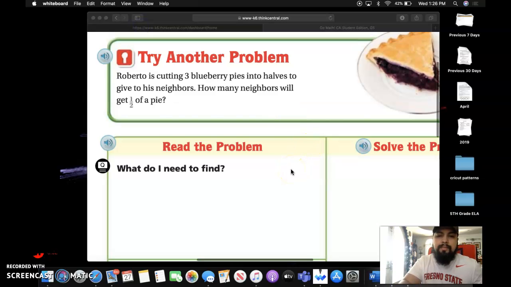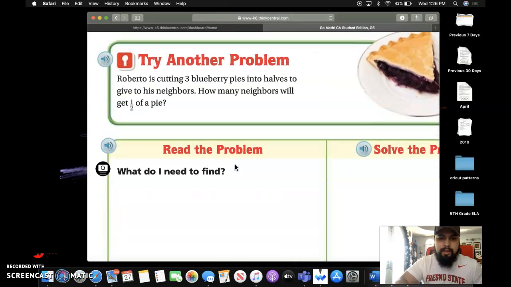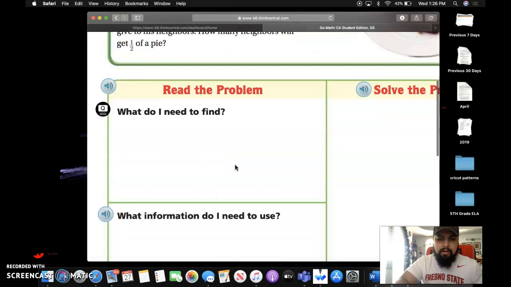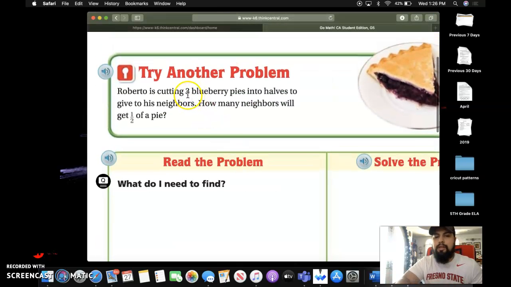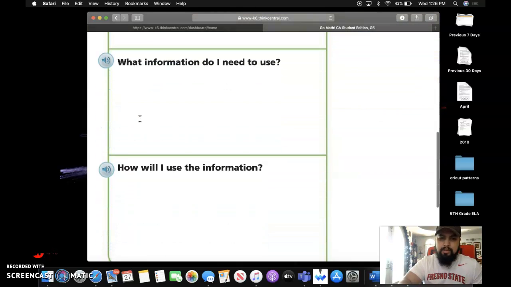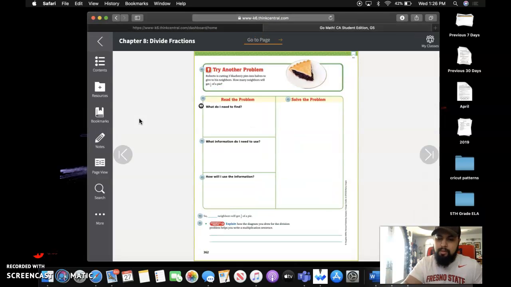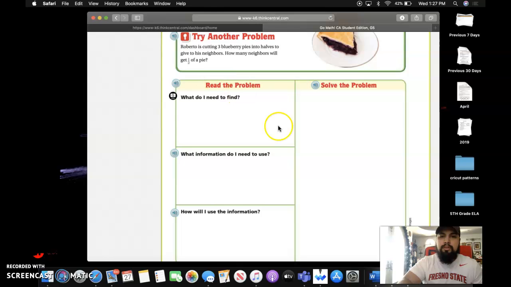And this part's pretty self-explanatory. What do I need to find? Well, I need to find how many pieces there are. How do I use it? What information do I need to use? Well, obviously I need to use the 3 wholes. Each neighbor's getting 1 half of it, so that's what I'm going to use. How am I going to use this information? Well, we modeled it. We modeled the 3 wholes. We cut each into half. We counted the halves.